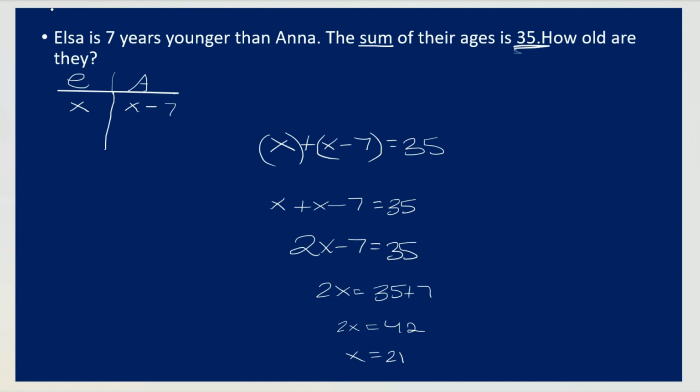Okay, so this means here we said that Elsa is 21. So we're going to say Elsa is 21. Anna is 21 minus 7, and that's going to be 14. And so this is going to be our answer.